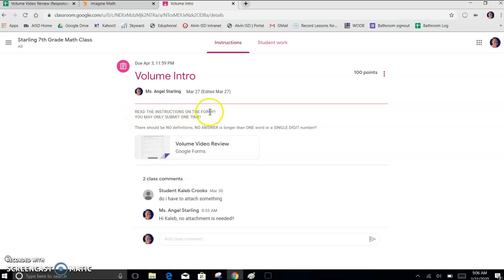First of all, it says read the instructions on the form. You may only submit one time. That's not true. You can go back and fix it. There should be no definitions. No answer is longer than one word or a single digit number, meaning no numbers greater than 9. So 0 through 9 are your only answers.